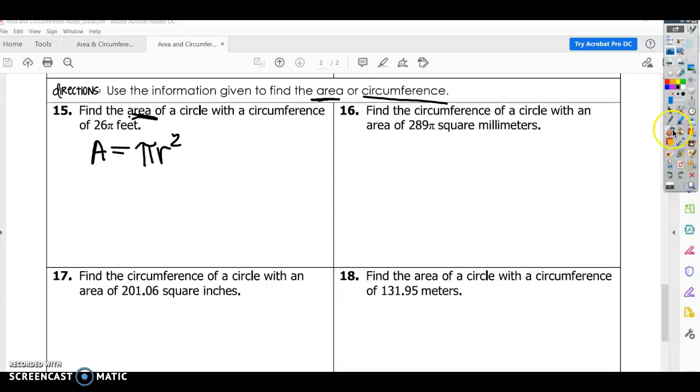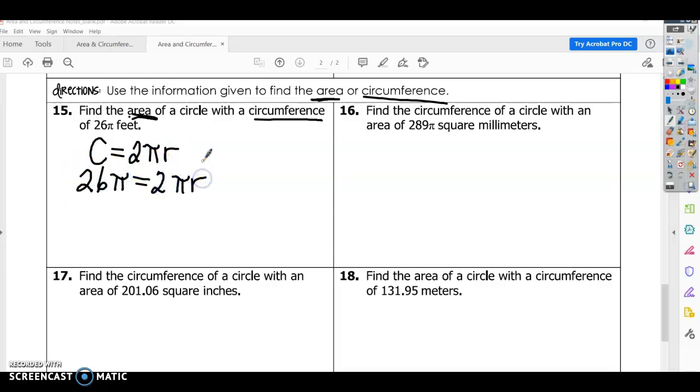Actually, we're going to back up and start with the circumference formula. All right, so circumference is given. So we're going to start with circumference equals 2 pi r. And circumference is 26 pi in this case. So we're going to solve for the radius so that we can use that to find the area. So we're going to divide by 2 pi. So r, this cancels, so we're left with r, and this cancels, and 26 divided by 2 is 13.